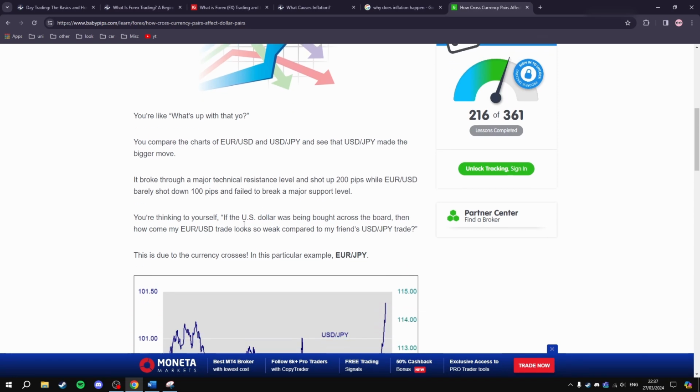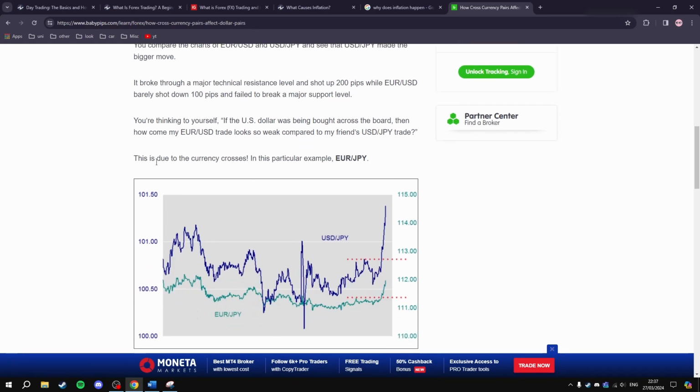You're thinking to yourself, if the US dollar is being bought across the board, then how come my Euro USD trade looks so weak compared to my friend's USD JPY trade? This is due to the currency crosses. In this particular example, Euro JPY.